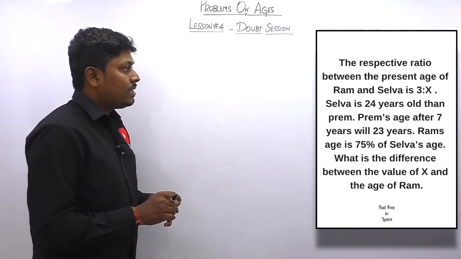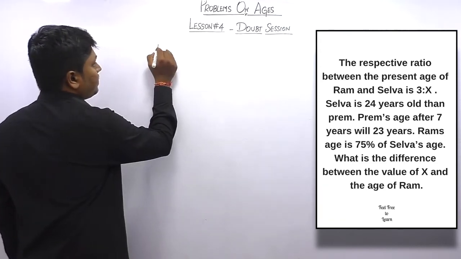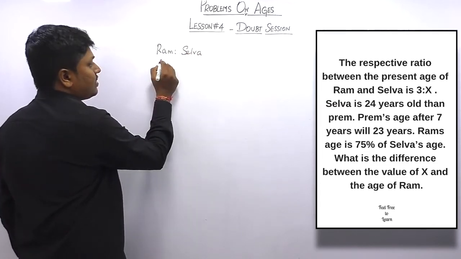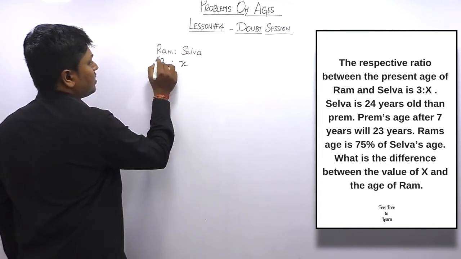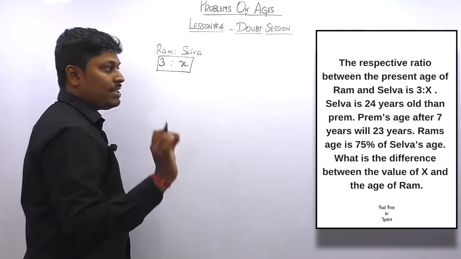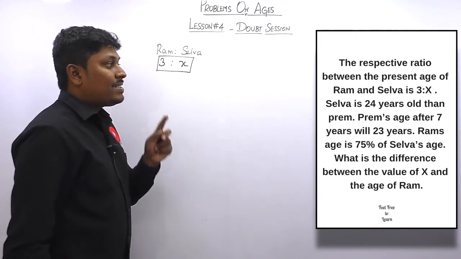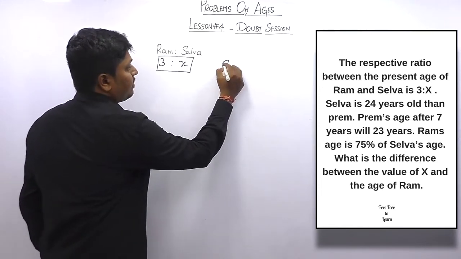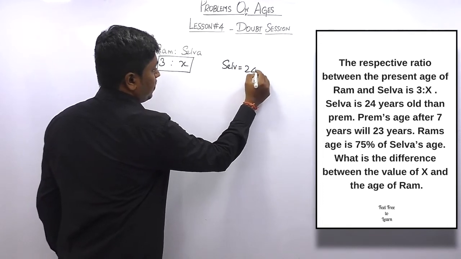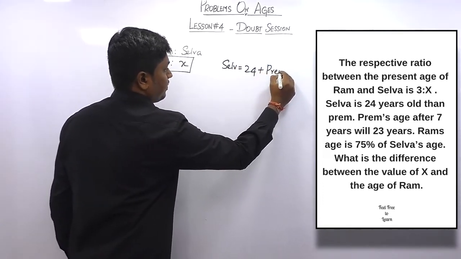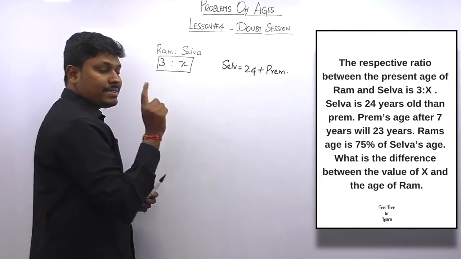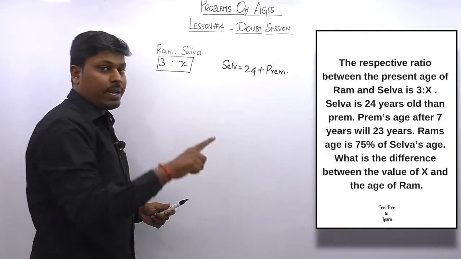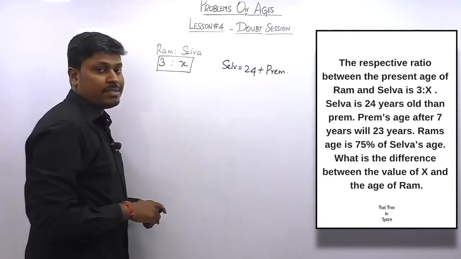So interesting question. Initially, what they are saying is the age of Ram and Selva, right? So Ram and Selva's age is given, that is 3:X, but we don't know the ratio of the person Selva, right? So 3:X. In the second point, where Selva is 24 years older than Prem, we can say Selva's age is 24 years plus Prem. So friends, got the point? What they are saying is Selva is 24 years older than Prem. So Prem's age plus 24 years will be the age of the person Selva.